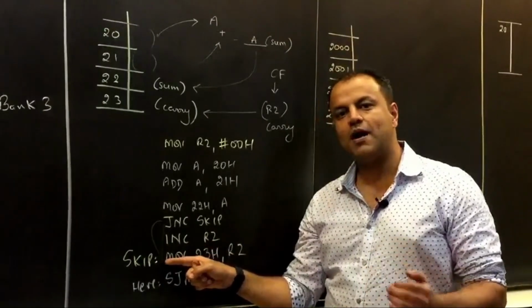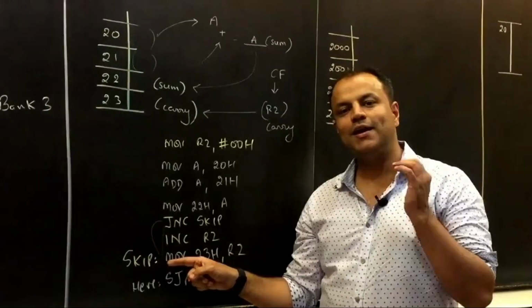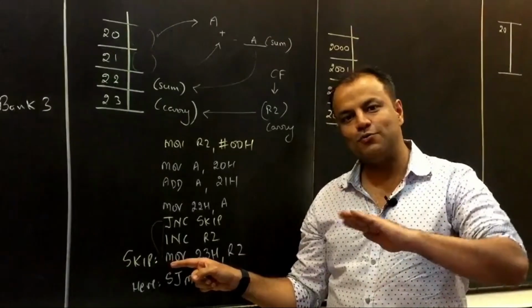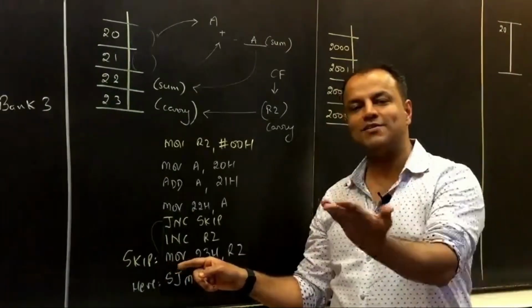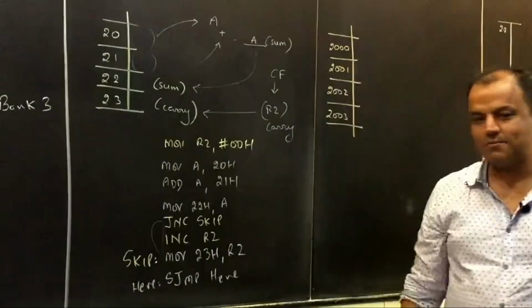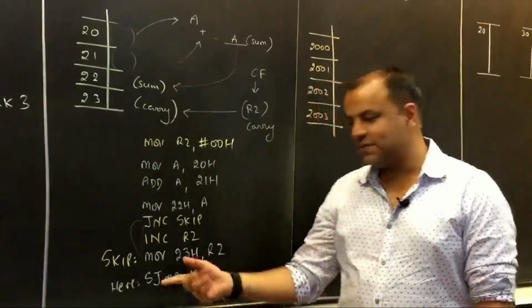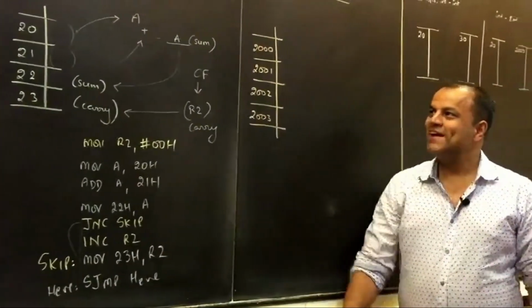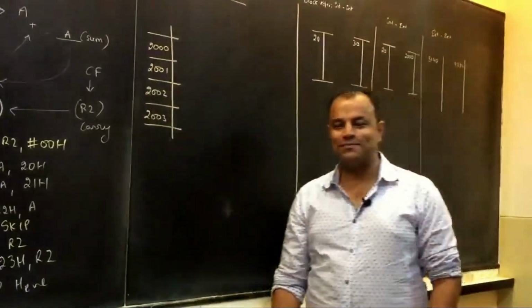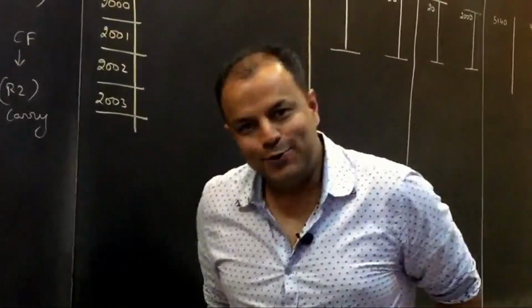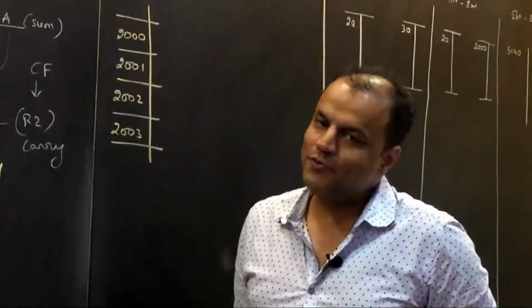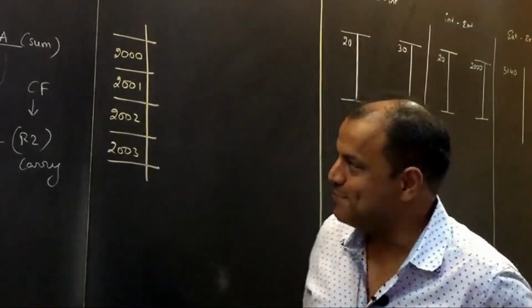Now when you come to skip, R2 has the actual value of carry. If there was a carry, R2 will be 1. If there was no carry, R2 will be 0. R2 has the carry, just store the carry. MOV 23H, R2. Program is over. SJMP here. Please tell me, did you understand? This was a program to do what? Add two 8-bit numbers. From which memory? Internal RAM.